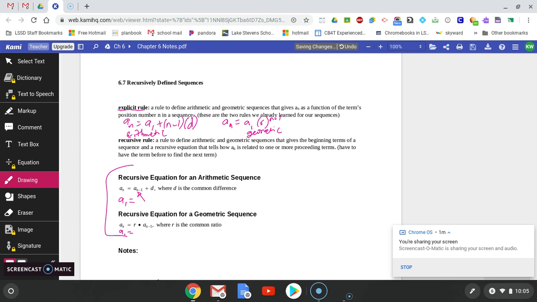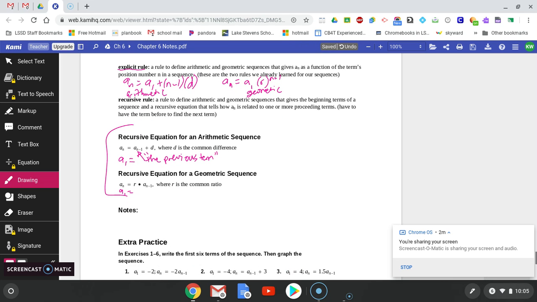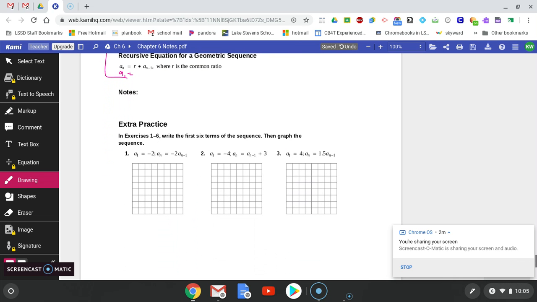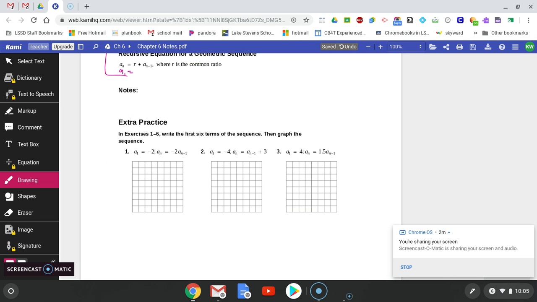So a sub n minus 1 stands for the previous term. So if I'm looking for the fifth term, a sub n minus 1 would actually be 4, whatever our fourth term was. Okay. So it says to write the first 6 terms of the sequence.